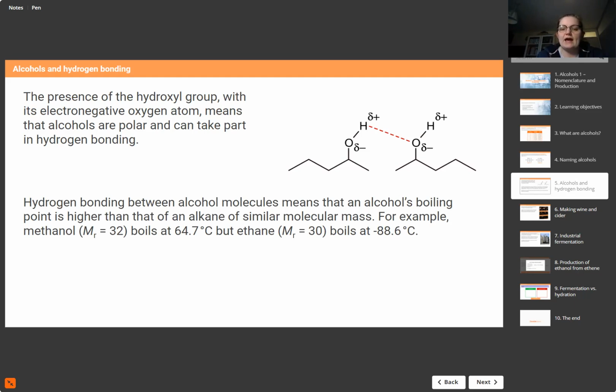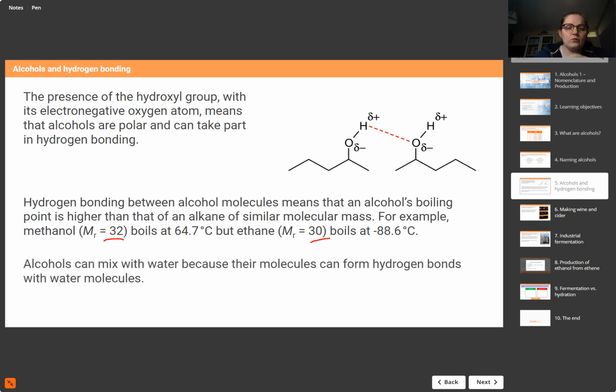Hydrogen bonding between alcohol molecules means that an alcohol's boiling point is a lot higher than that of an alkane with a similar molecular mass. If we compare methanol, which has a molecular mass of 32, and ethane, an alkane which has a molecular mass of 30, very similar molecular masses, methanol boils at 64.7 degrees Celsius, but ethane boils at minus 88.6 degrees Celsius. That's the presence of those hydrogen bonds. They increase the strength of the bonding, which makes it harder to break, which makes their boiling point a lot higher.